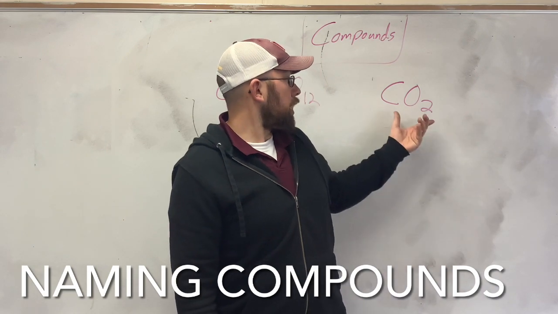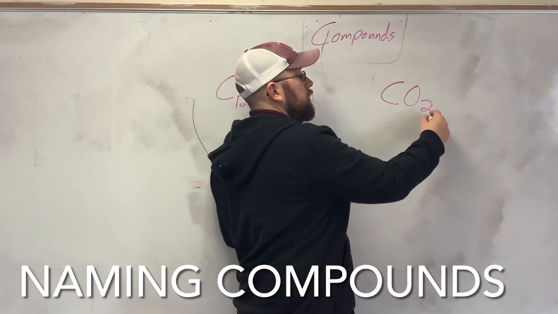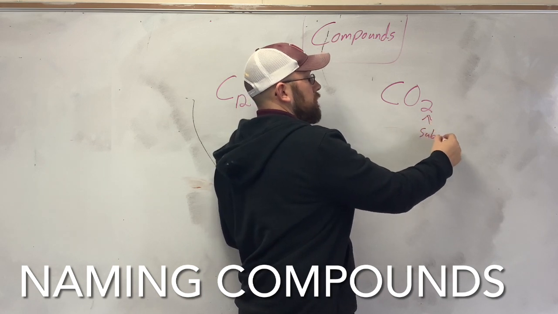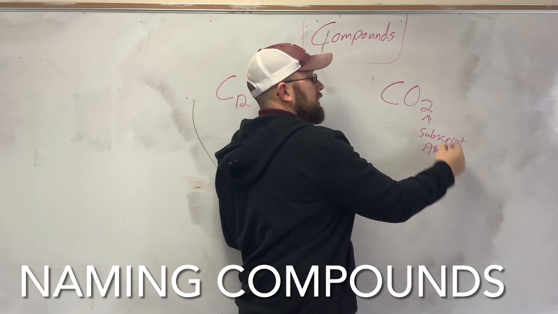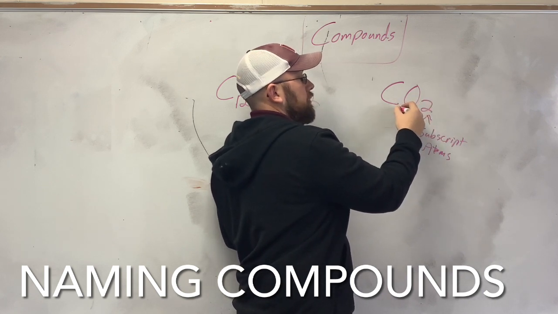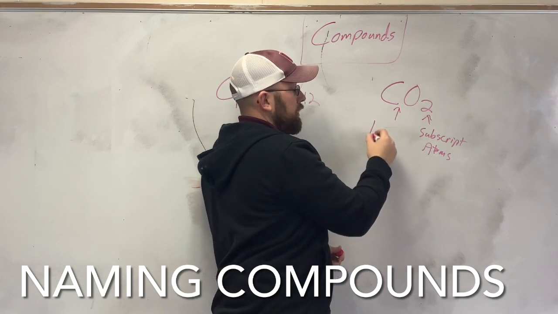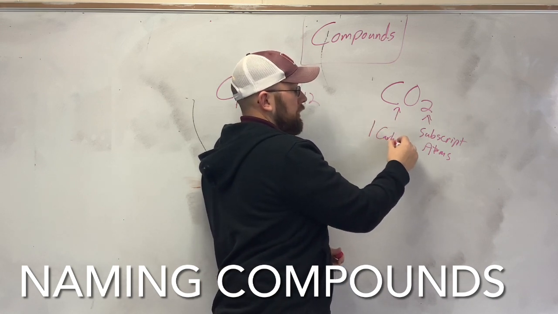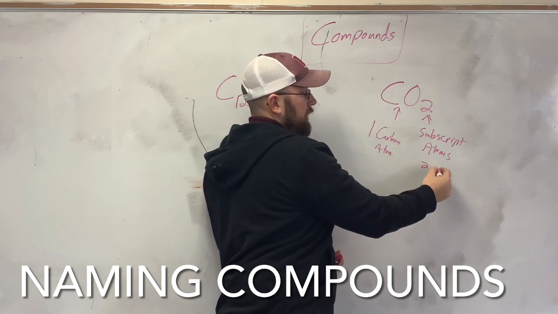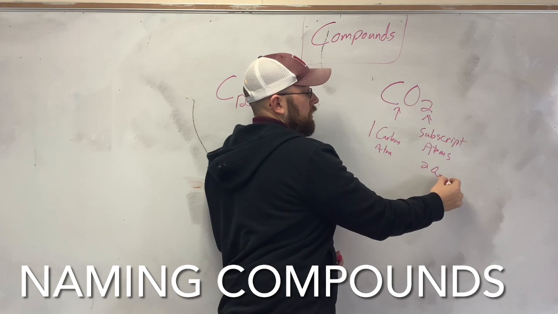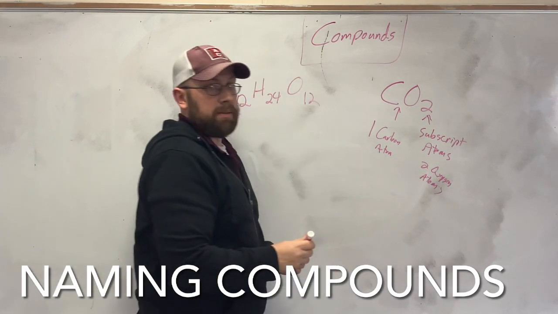All right, chemical formulas. This right here is carbon dioxide. This is called a subscript, and it shows how many atoms there are of that element. In this case, there is no subscript on the carbon, so I have one carbon atom, and I have two oxygen atoms. That's all that subscript means.